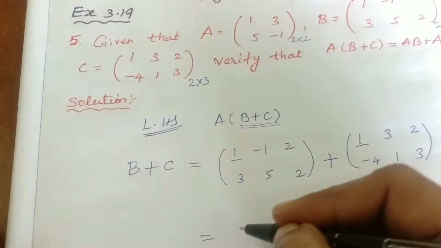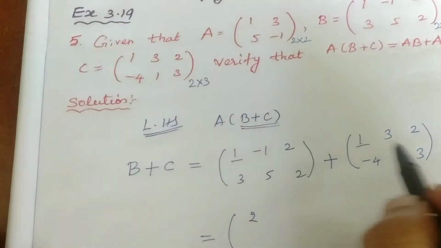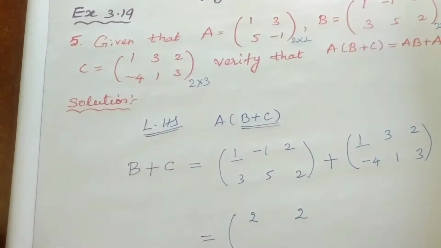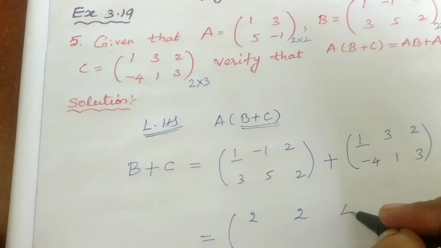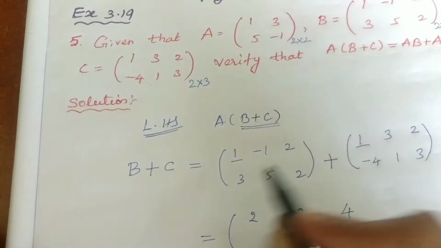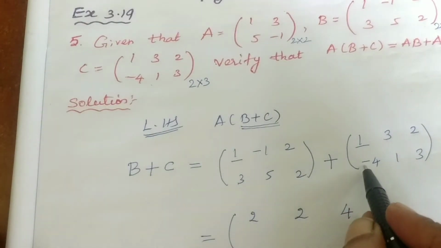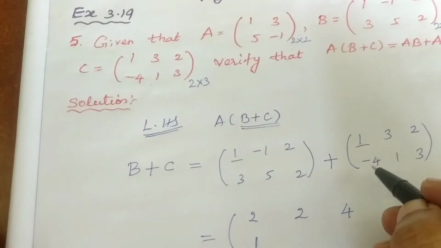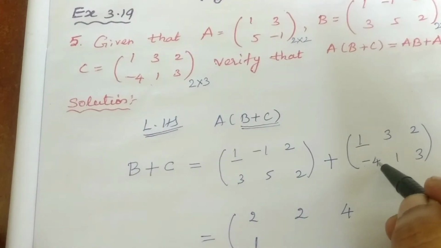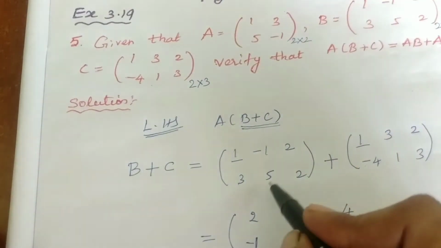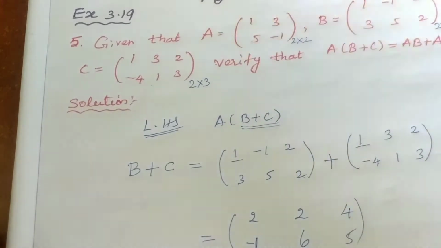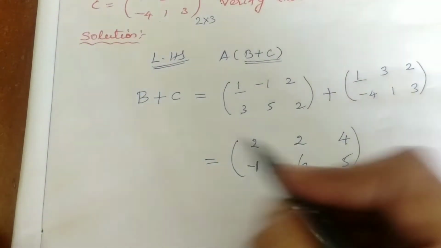Okay. 1 plus 1, 2. Minus 1 plus 3, 2. Minus 1 plus 3 is nothing but again 2. 2 plus 2, 4. 3 minus 4. These two are different signs, no? So we have to subtract. 4 minus 3, 1. Put the greater number's sign. So 4 is our greater number. The sign of 4 is minus. So minus 1. And then 5 plus 1, 6. 2 plus 3, 5. So this is our B plus C.